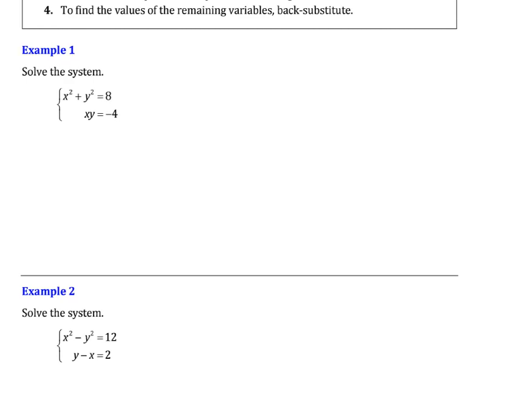To solve it with substitution, let me go ahead and label these as equation 1 and equation 2. In equation 2, let's solve for one of the variables. It doesn't matter which, let's solve for y. So xy equals -4. If we divide both sides by x to get y by itself, we get y equals -4 over x. Now, we'll substitute this into equation 1.